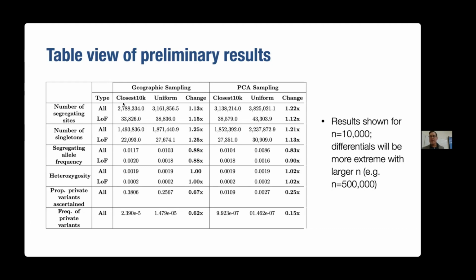What you see are numbers like 1.13, 1.22x larger number of segregating sites when you take a uniform sample versus a point mass or dense sample. Frequencies drop about 12%, like 0.88. So these are the types of fluctuations that matter, since power for rare variants is largely driven by the frequency.